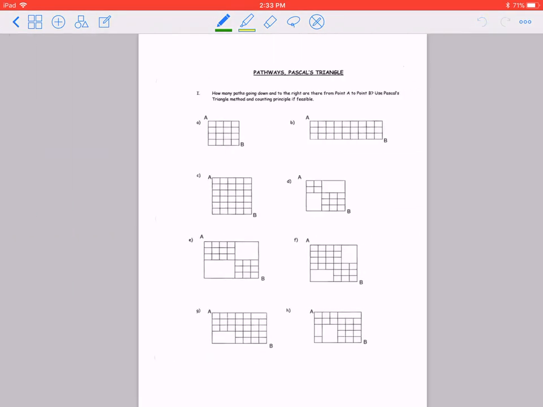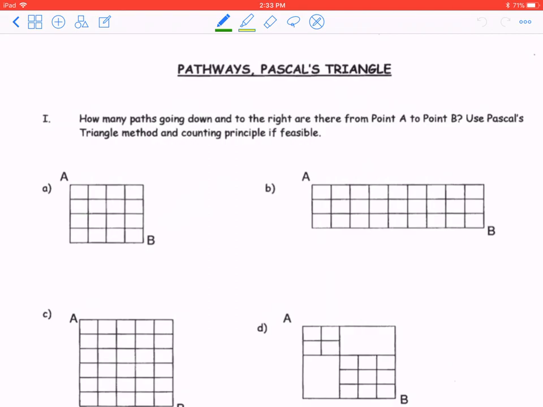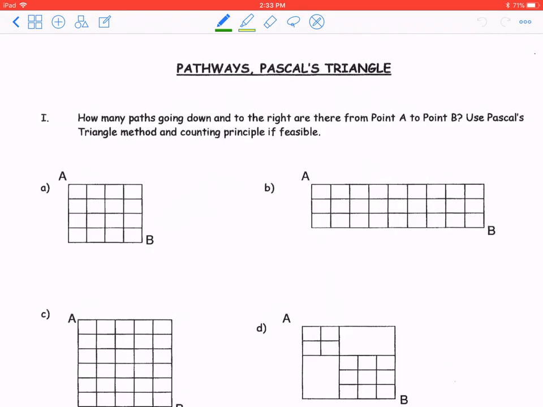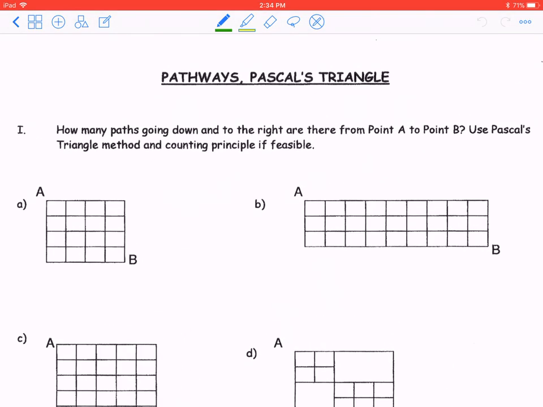Let's keep going. Here's another lesson you're sure to learn if you take grade 12 data management, and this is applying Pascal's triangle using pathways. Technically, there's a checkerboard example if you really take data management, and this is a pathway example I just want to share with you in this video.